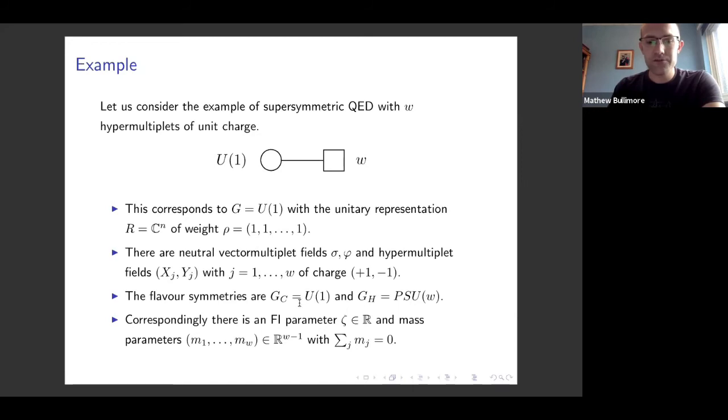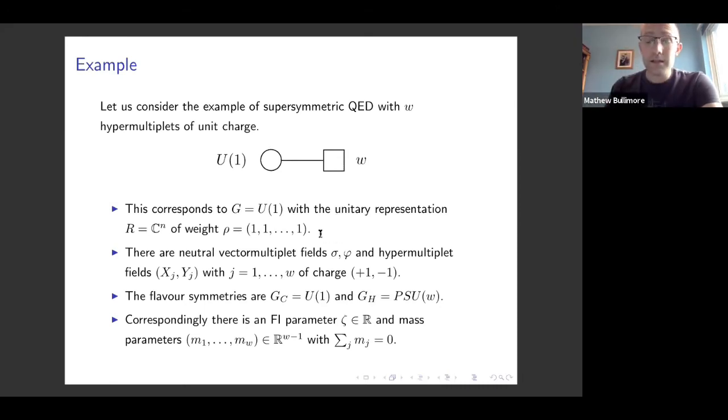We discussed the flavor symmetries last time. The Coulomb branch symmetry was the topological symmetry, and this is just given by U(1). Actually, I need to specialize to N being 3 or more for that to be true. In the case of N equals 2 there is a slight enhancement. And G_Higgs, the Higgs branch flavor symmetry, is given by PSU(N). This is basically the symmetries of the hypermultiplets once I've removed the U(1) factor.